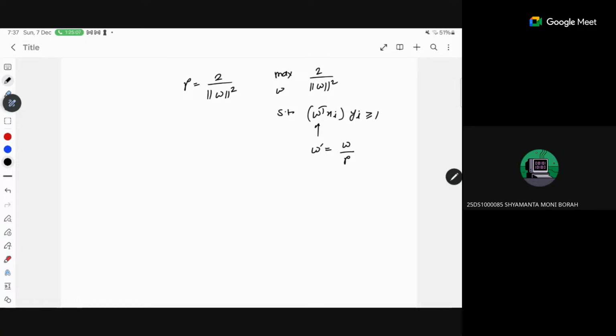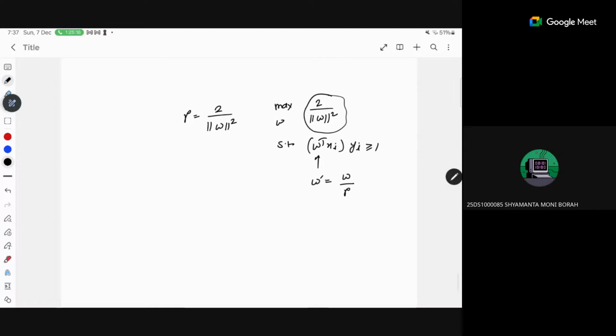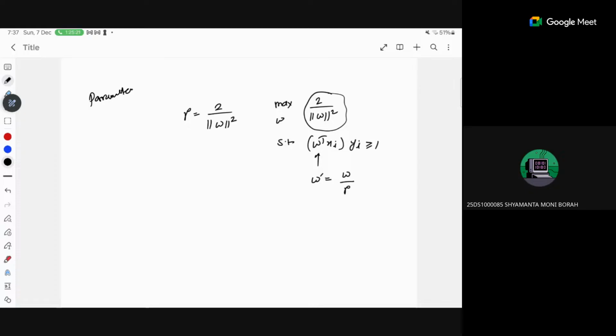I'm saying that this is what the case is. When we are solving this part, if I wanted to maximize this, what is the parameter here? We are trying to find a variable W. So if I wanted to maximize the margin, I should be choosing the minimum value of W. If I choose the minimum value of W, then only my gamma will be higher. Is that okay?